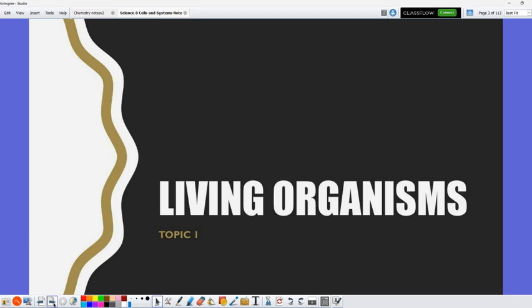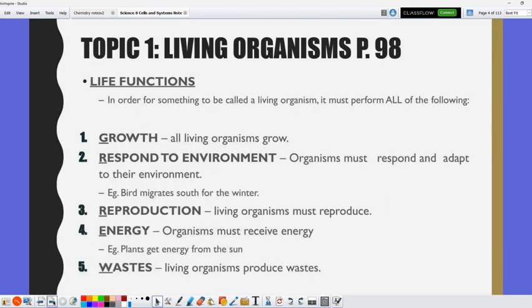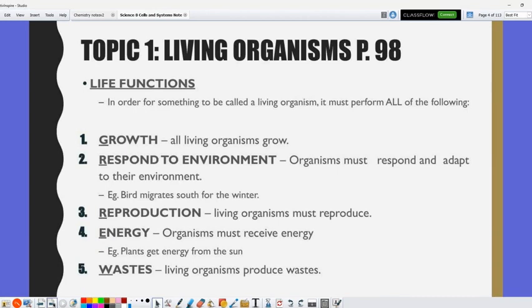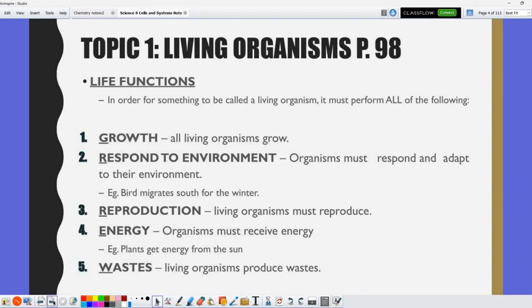And so let's start with topic 1. Topic 1 deals with living organisms. Life functions. In order for something to be called a living organism, it must be able to perform all of the following. GRREW, grew, is an easy way to remember these. Growth is what all living things need to do to be considered alive. They all have to be able to grow.